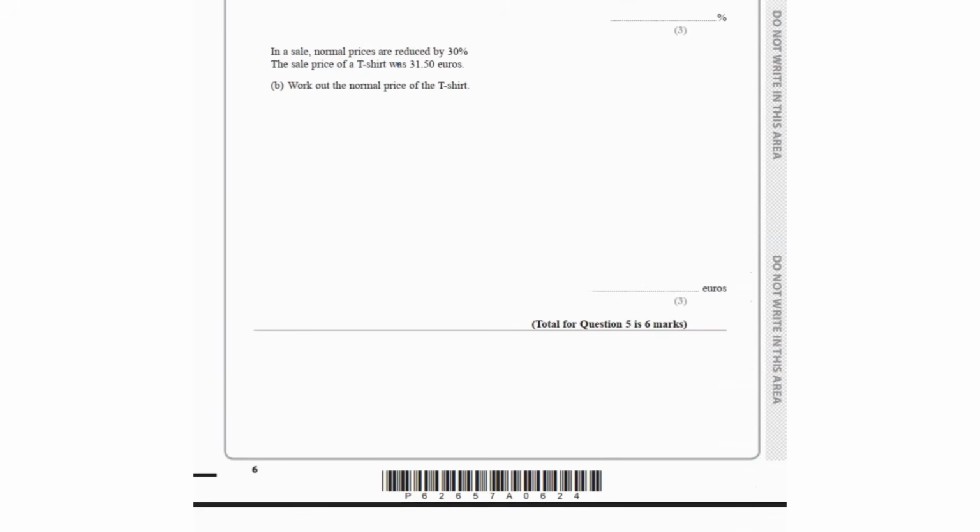Then in a sale, the normal prices are reduced by 30%. The sale price of a t-shirt was 31.50 euros. You have to work out the normal price. So if the sale price is 31.50 and the original price was reduced by 30%, your sale price basically represents 70% of the normal price. Once again, there's a reduction and they have given you the sale price.